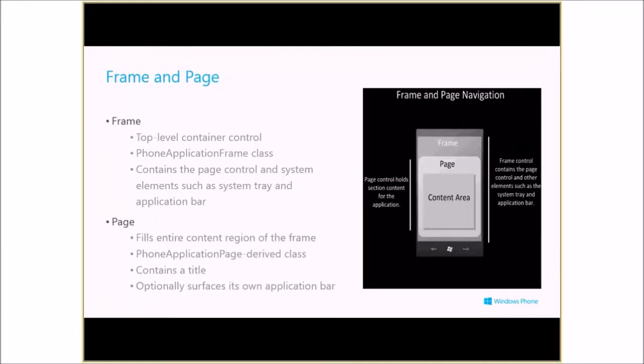It also contains the system tray and the application bar, and we'll show how to do the application bar in just a couple of clicks instead of writing code. To sum it up, it's a top-level container. The PhoneApplicationFrame contains the system tray and app bar, while the PhoneApplicationPage, which is inside the frame, contains the content area: the controls that you use for your application and whatever content you would like to have.